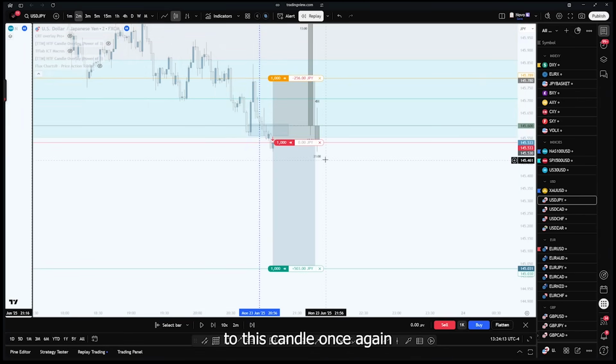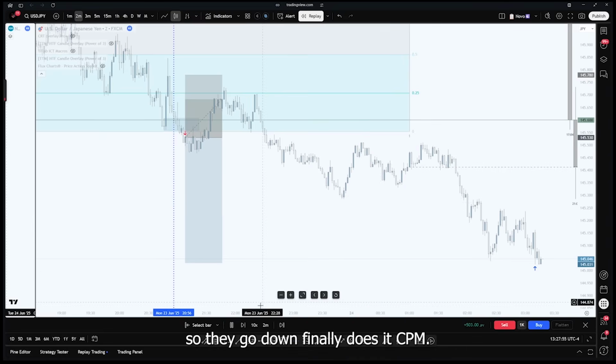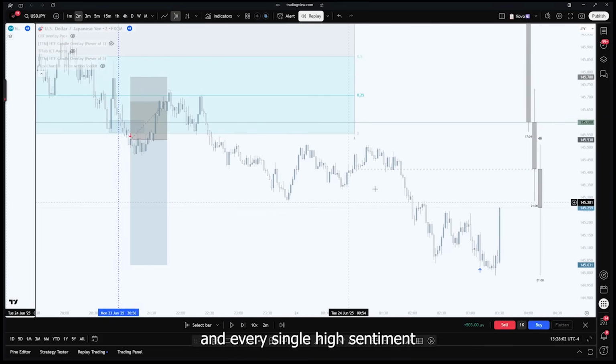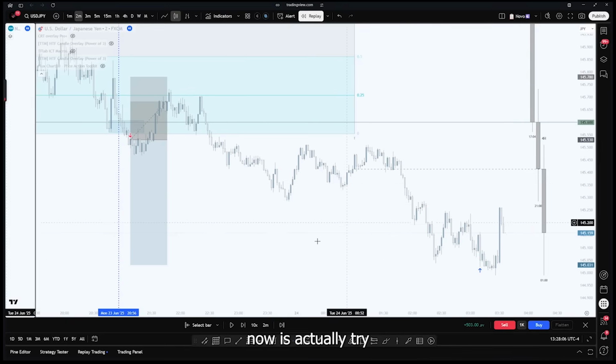So now pay attention to this candle. Once again, it's starting off bullish here, bounced off its distribution. So there you go. That one finally does hit TP. I wanted to actually play out the entire thing so you guys could pay attention to how each and every single higher time frame candle relates to a lower time frame movement. Now let's actually try and dissect this.